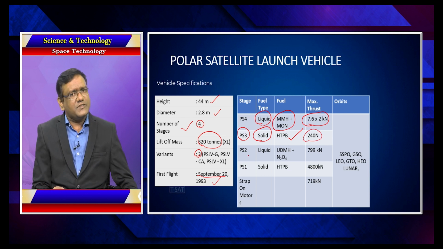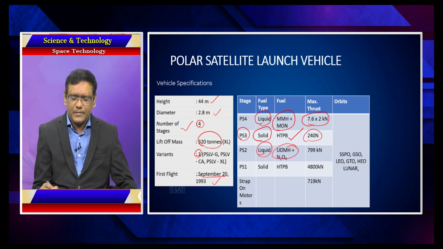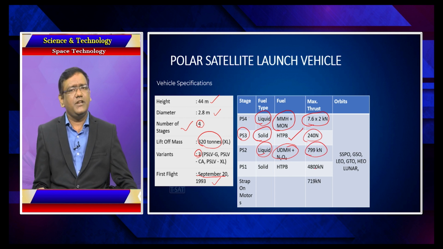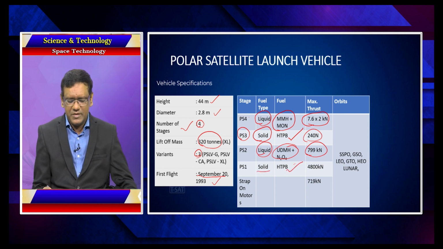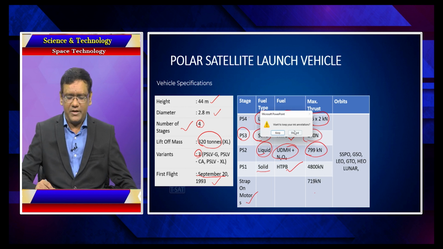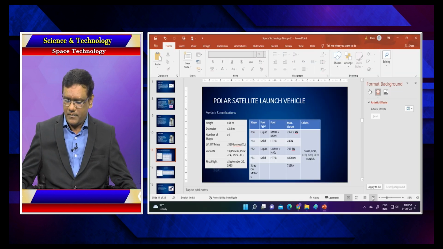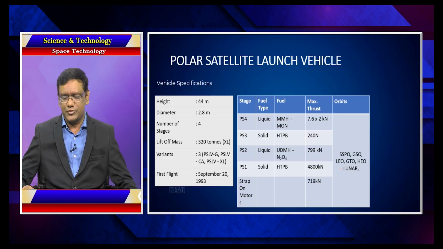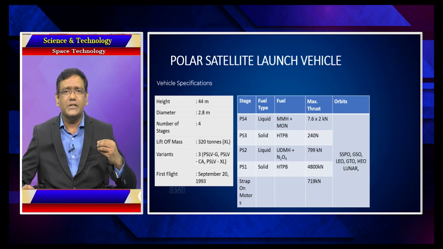So another second stage is a liquid fuel, and what is the liquid fuel? Liquid fuel is this UDMH N2O4, and it actually has 799 kilonewtons. And the first stage is again a solid fuel that uses HTPB. Apart from this, it has strap-on motors which produce 719 kilonewtons.